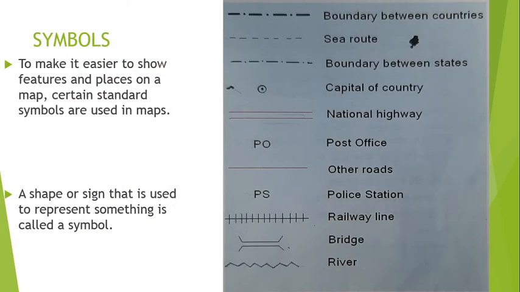Symbols. To make it easier to show features and places on a map, certain standard symbols are used in a map. So, now we'll see what is a symbol. A shape or sign that is used to represent something is called a symbol.